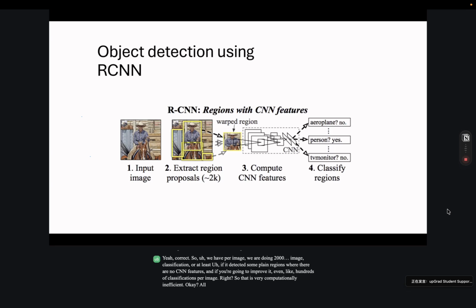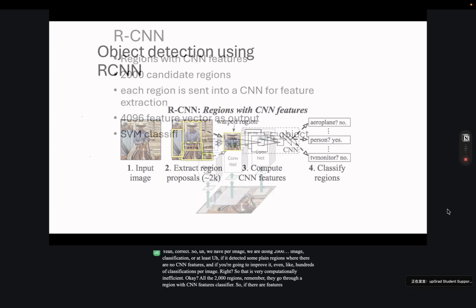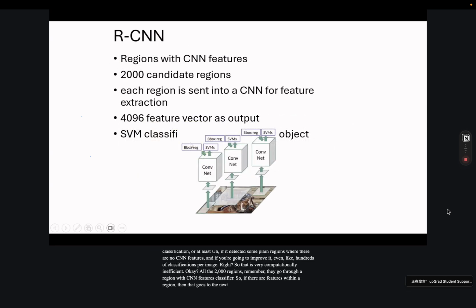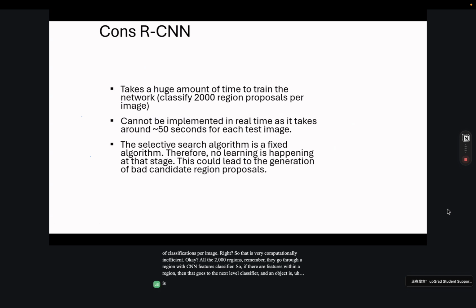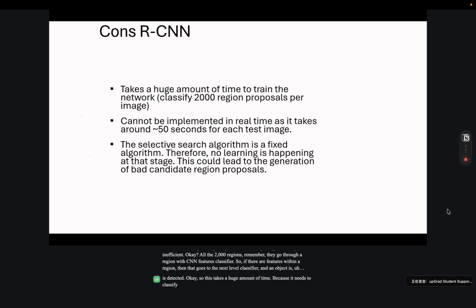All the 2,000 regions, remember, they go through a region with CNN features classifier. So if there are features within a region, then that goes to the next level classifier and an object is detected. Okay. So this takes a huge amount of time because it needs to classify 2,000 regions per image.